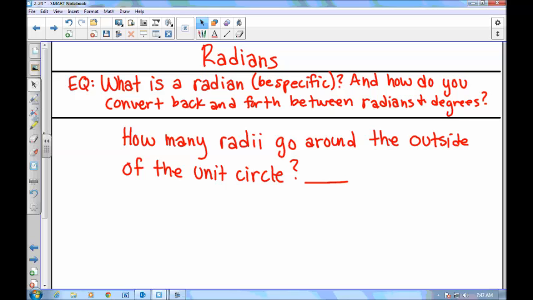That's a very good point. Radius is half of the diameter. Radian has a relationship to the radius, but it's different. That's a very good point.